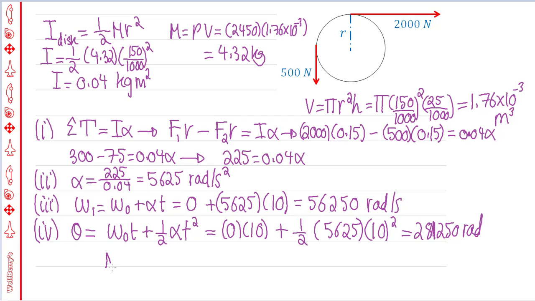To find the number of revolutions, number of revs you've made equals this angle divided by 2 pi. Once you divide the angle by 2 pi, you get 44762.3 revs made during the 10 seconds.